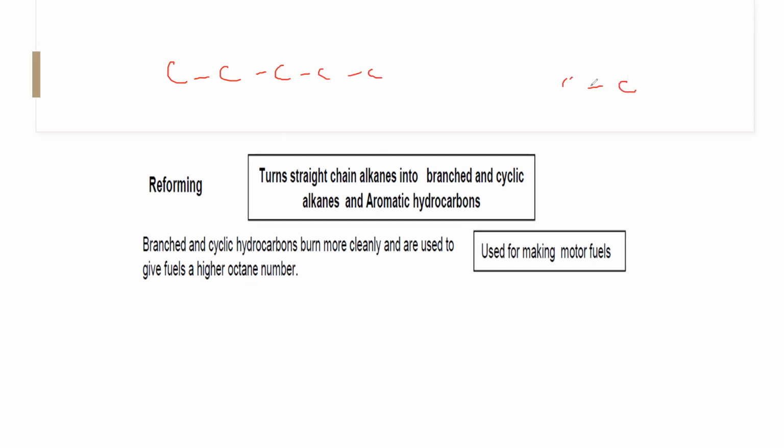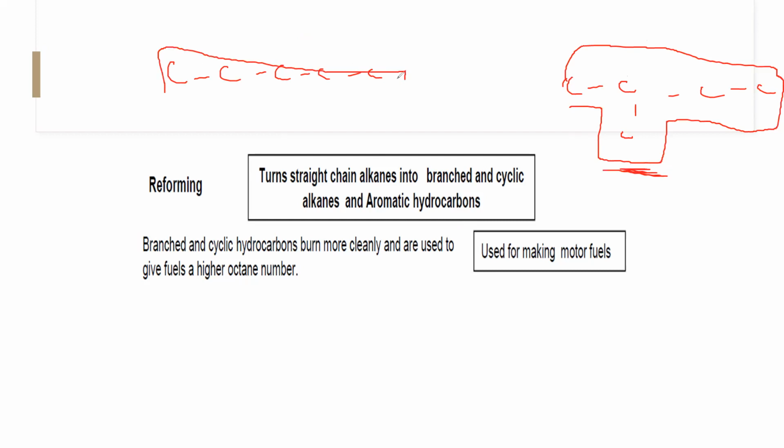But for the branched one, the surface area will be small. The surface area in contact with the other molecule will be smaller as compared to a straight chain molecule. That is why we reform. What is the meaning of reforming? Converting the straight chain into branched and cyclic. That's called reforming. So branched and cyclic hydrocarbons burn more cleanly and are used to give fuel a higher octane number, meaning it can burn easily.